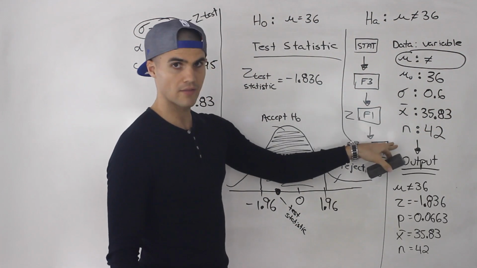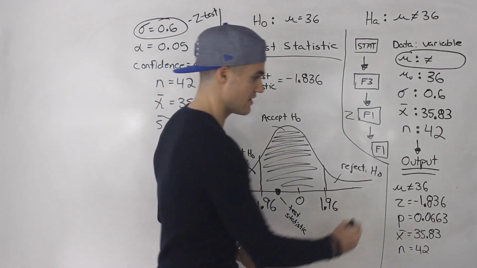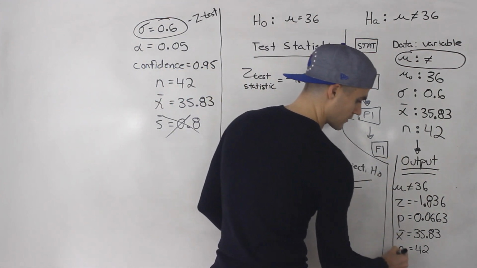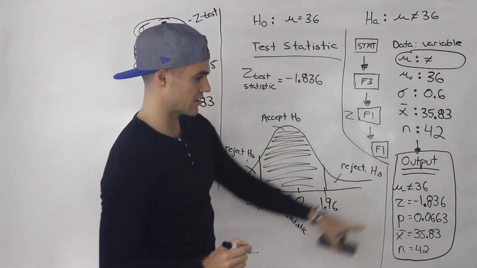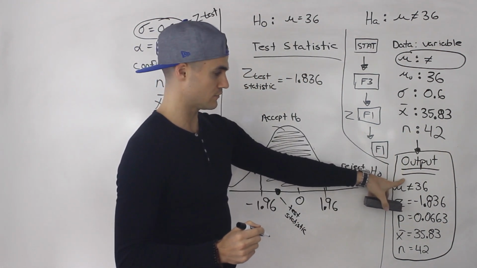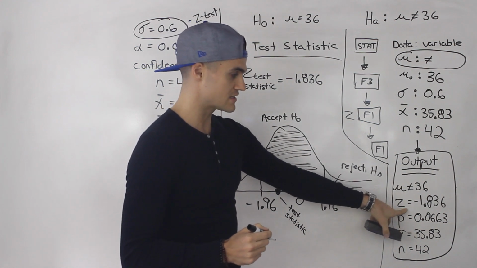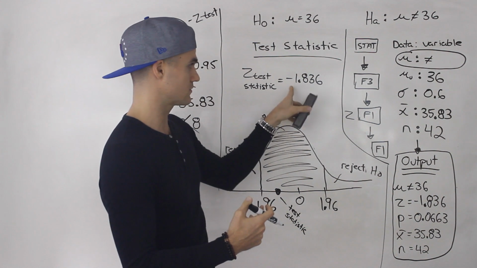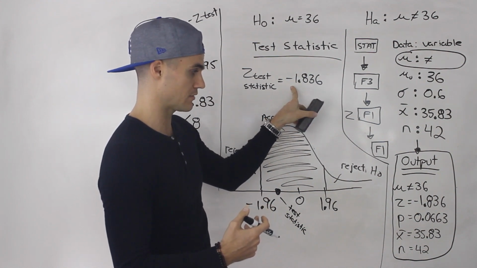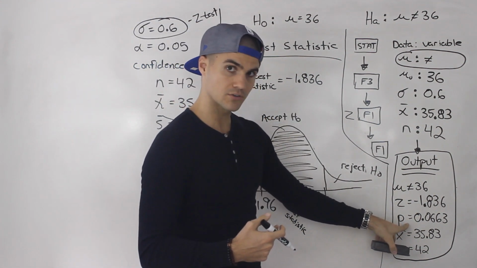And after you've inputted all that and you execute, you're going to get this output right here in the calculator. So it's going to give you the alternative hypothesis. It's going to give you the z-score, right? Or the z-test statistic, which we got as well, negative 1.836. It's going to give you something called a p-value.